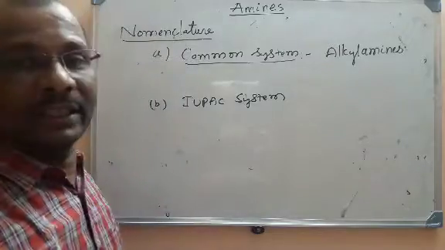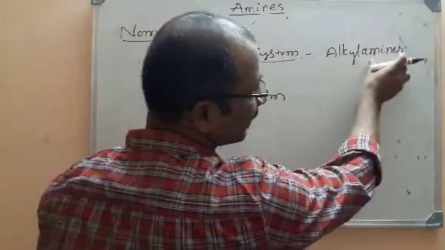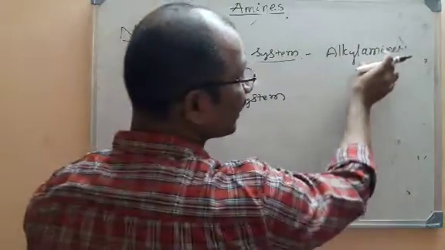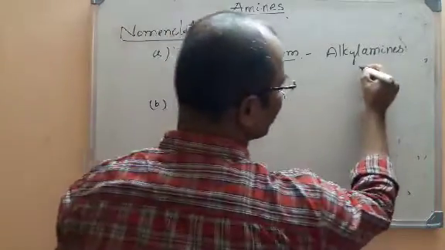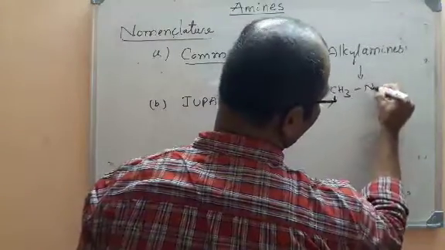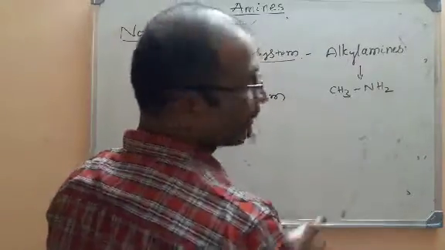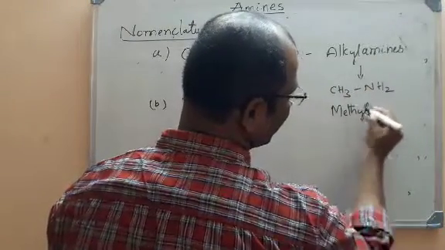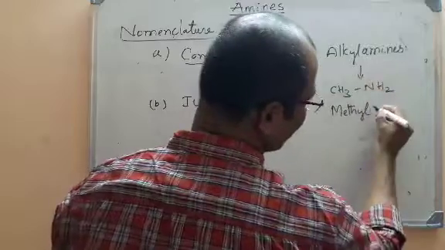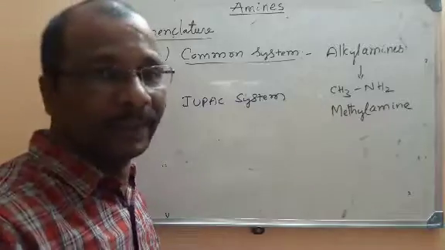So what is the name in common system? Alkyl amines. That means the name of the alkyl group followed by the word amine. So we prefix the name of the alkyl group to the word amine. Let us take one example here. I will write one molecule, CH3NH2. So what is its name? First part is the alkyl group. What is the alkyl group here? Methyl. And what is the word here? Amine. So it is methyl amine. I am just talking about the primary amines.